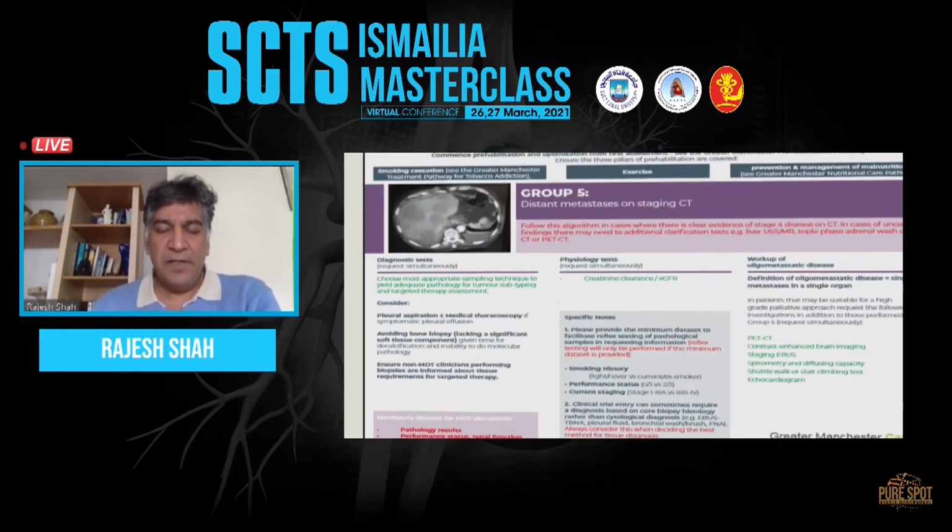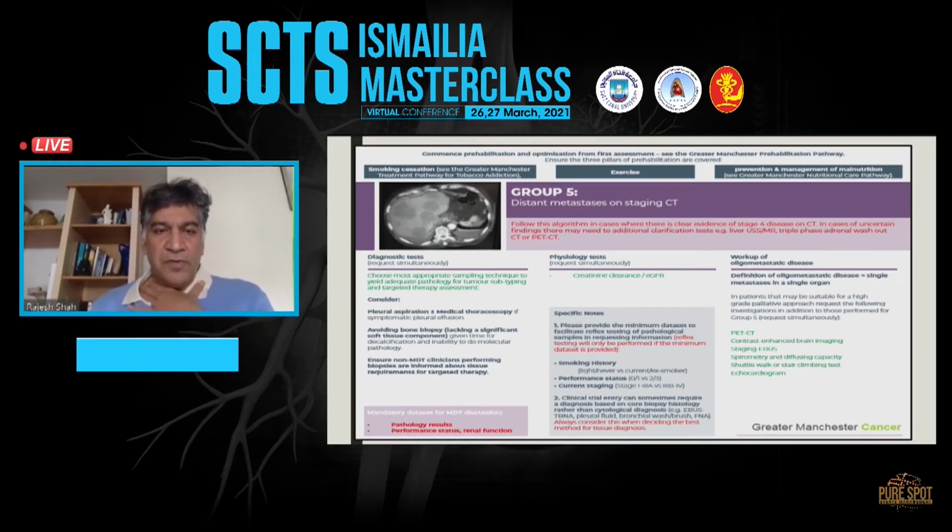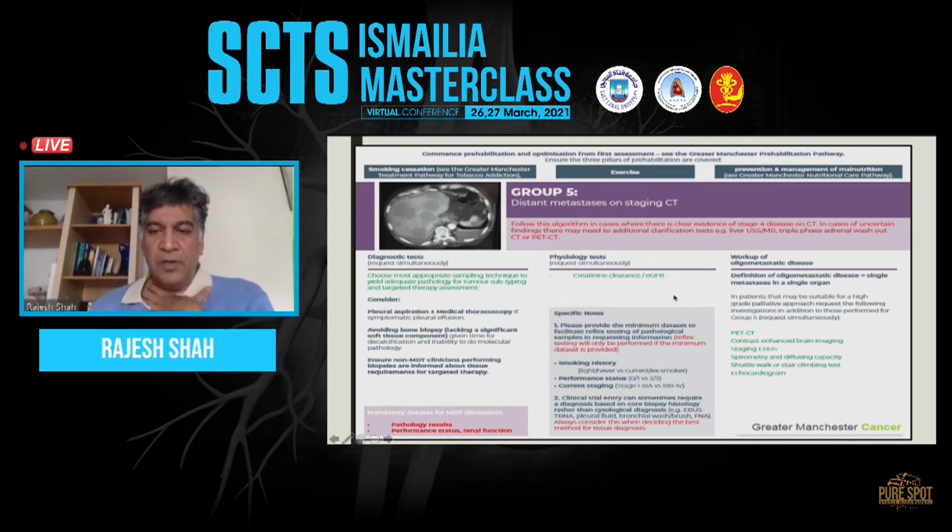Group 5 is patients with distant metastases on staging CT. And again, in this group of patients, the primary issue is to get a histological diagnosis, followed by appropriate molecular staging for consideration of oncological management. In the majority of the cases, there are some cases with oligometastatic disease, which can be considered for surgery, and we'll be discussing that later on.